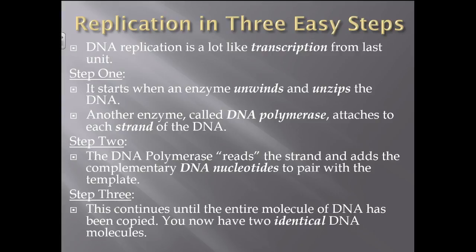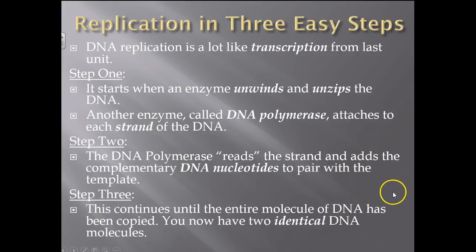In step two, this DNA polymerase enzyme reads the strand. Now think about what that would mean when it's reading it. What is it actually reading? It's reading the nitrogen bases, the A's and T's and C's and G's. It reads an A, for example, and then it adds the complementary DNA nucleotide, so it would add a T. If it reads a G, it would add a C. If it reads a T, it would add an A. It does say it's a DNA nucleotide that it's adding.